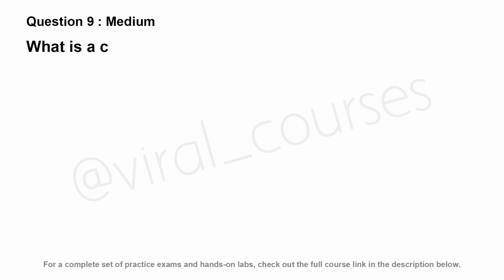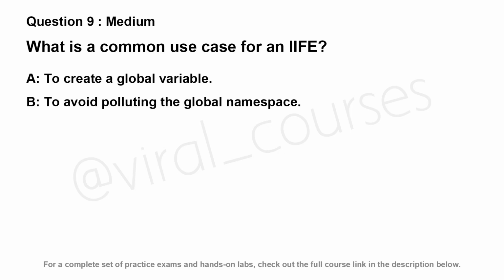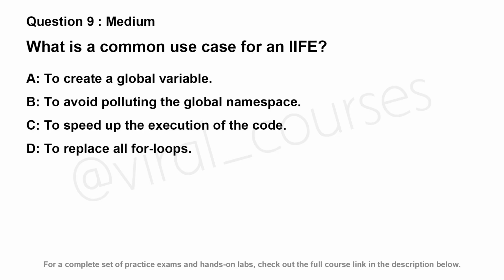What is a common use case for an IIFE? Option A. To create a global variable. Option B. To avoid polluting the global namespace. Option C. To speed up the execution of the code. Option D. To replace all for loops.